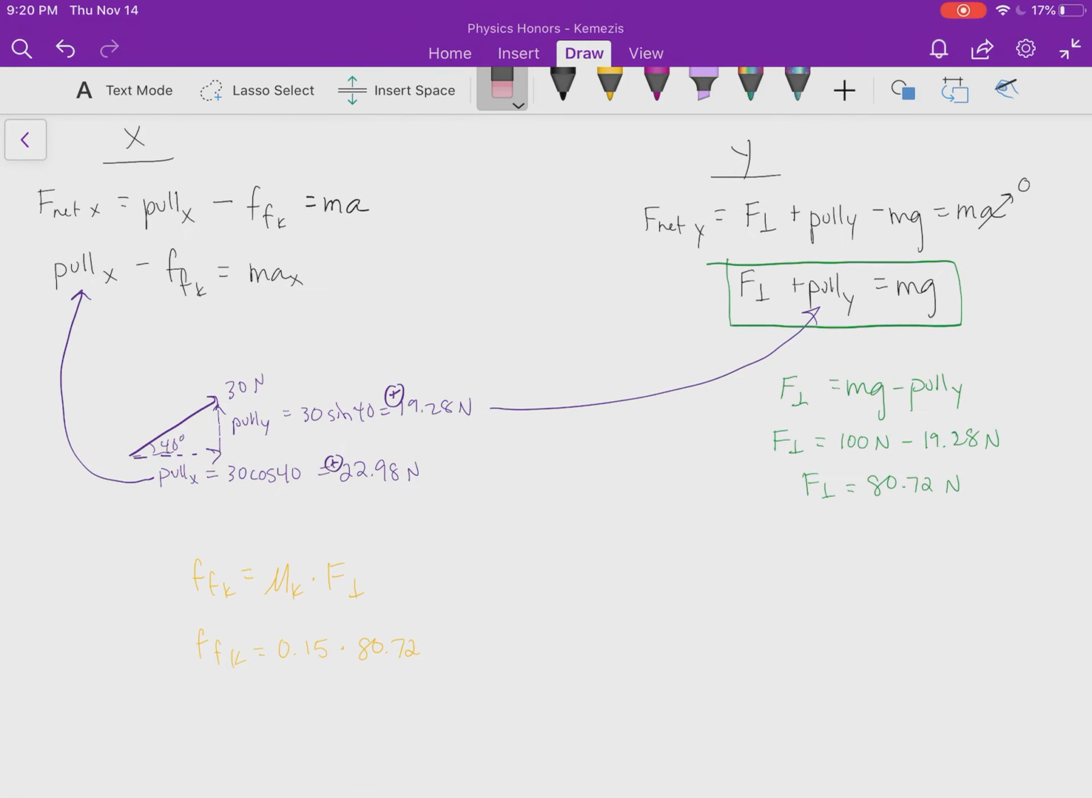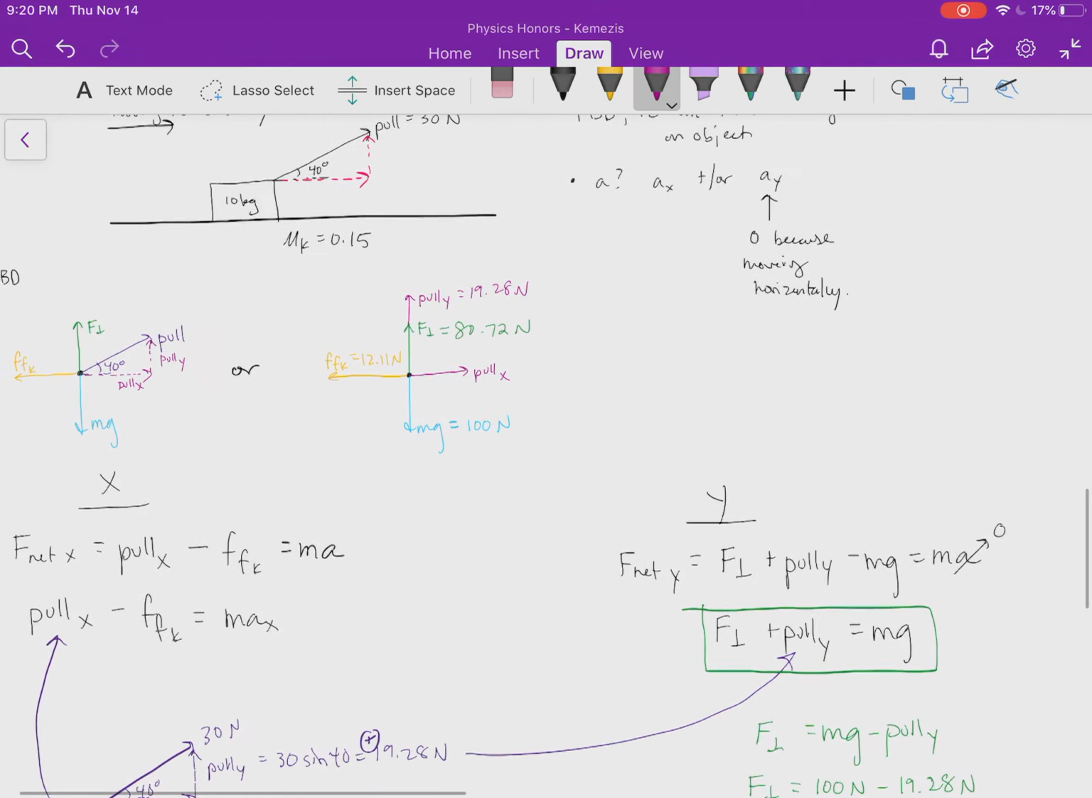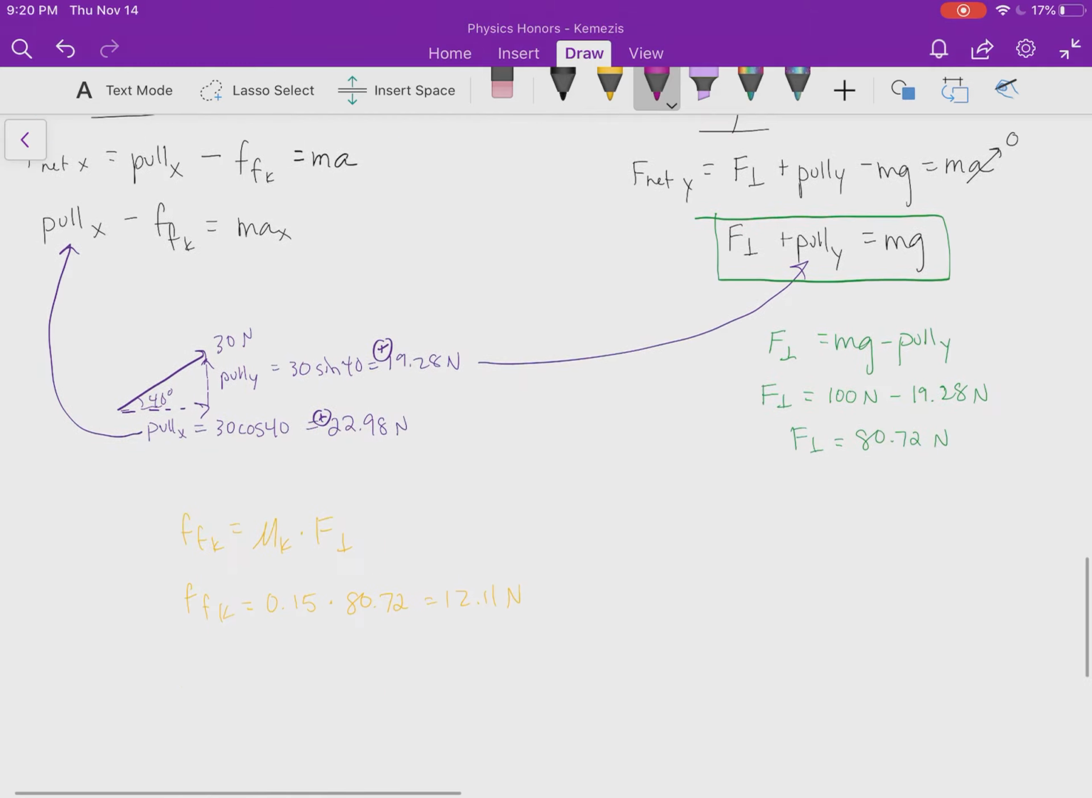Okay, so our force of friction that we get here, I get 12.11 newtons. So we can put that in here. And then we know the pull in the x direction was calculated at 22.98. So there is a net force in the positive x direction. So this thing will be accelerating to the right.